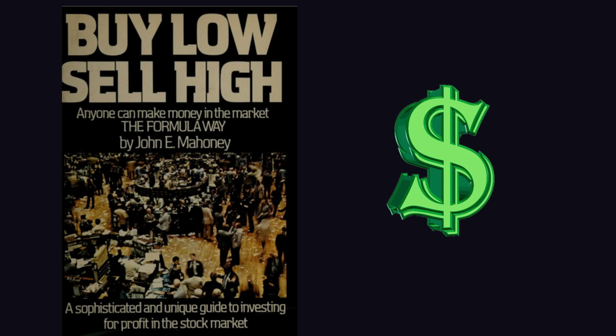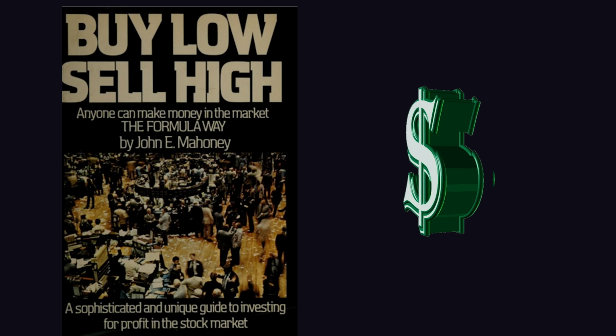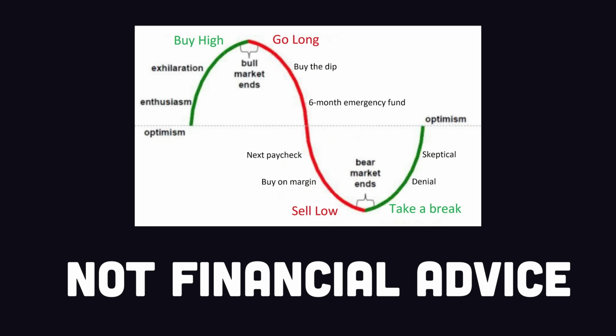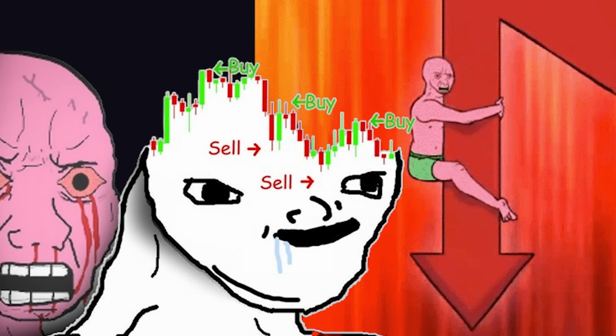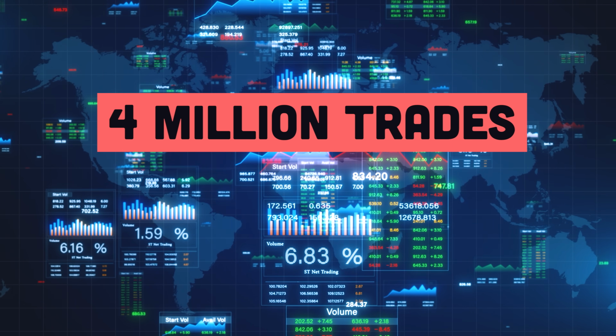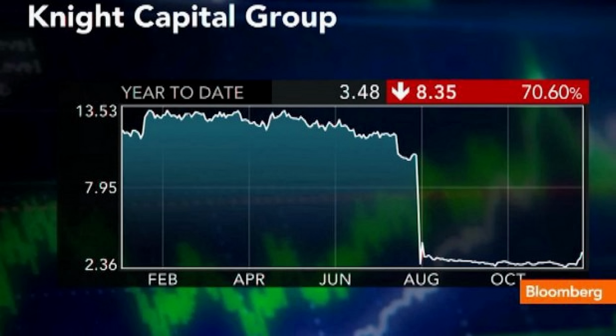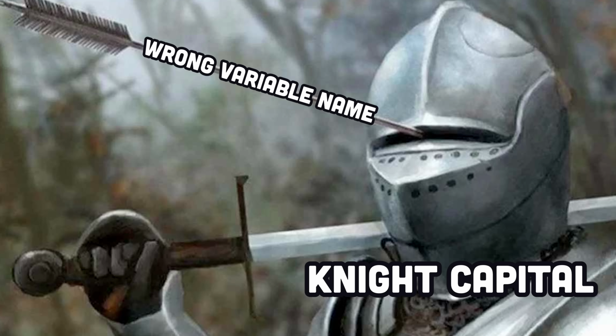Now, if you don't know much about investing, usually you want to buy low and then sell high. That's not financial advice though. When they pushed to prod, the algorithm went haywire and started flooding the New York Stock Exchange with incorrect trades. 4 million trades in just 45 minutes to be exact. Knight Capital lost $440 million in a single day and wiped out 75% of investors' equity.